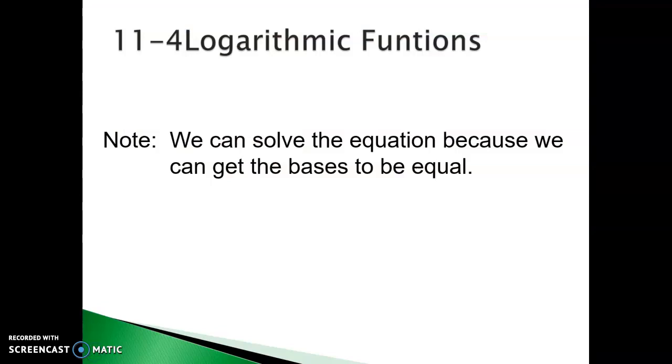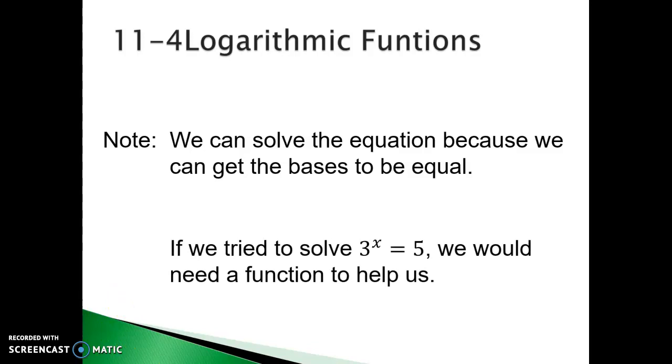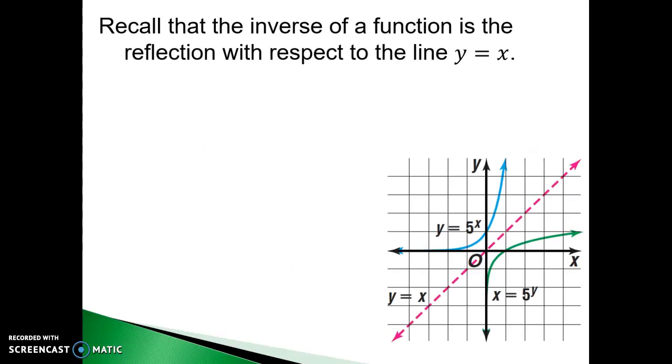So note that we could solve that equation because we could get the bases to be equal. But just like we noticed in our homework from Tuesday, that's not always true. For example, when we tried to solve 3 to the x power equal to 5, we're going to need a function to help us get to an exact value. Hopefully you recognize that x would fall between 1 and 2 because 5 falls between 3 to the 1st and 3 to the 2nd. But what we want to do is find that a little bit more exact than what we were doing.